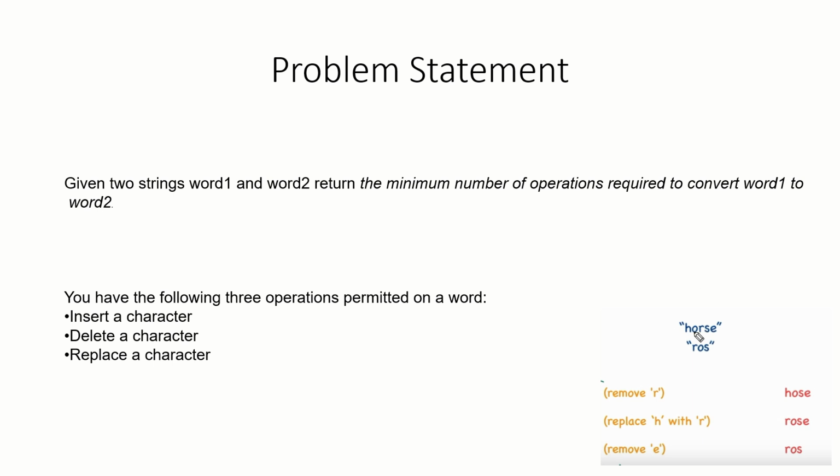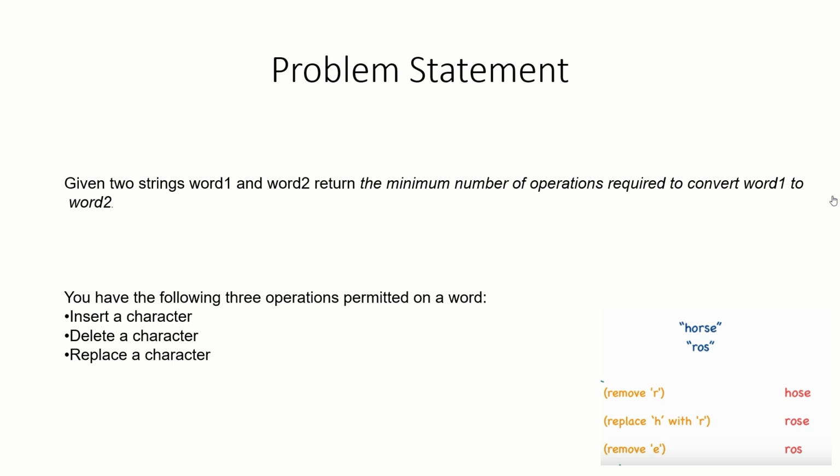Say we have to convert the word HORSE into ROS. First we'd have to remove the letter R, and after removing it we'd be getting HOSE, and this is one operation that we have performed. Next we replace H with R and we get ROSE, which is the second operation, and we almost got the target word ROS. The final step is to remove E. So the number of operations that we perform to get the word ROS is 3, so the edit distance in this case is 3.